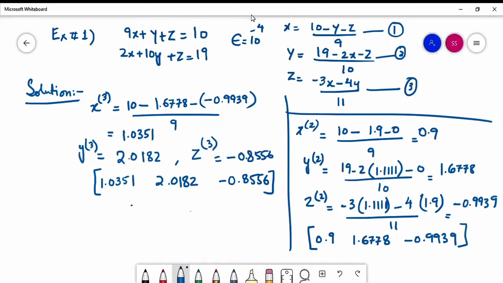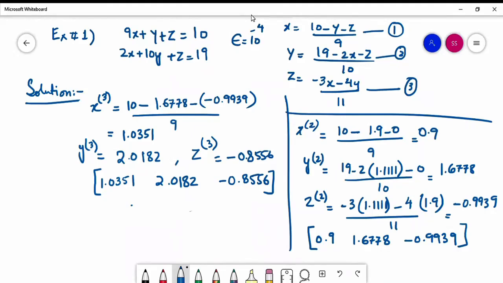So this is Jacobi's method. I guess this complete question will be solved within the 13th iteration. Within 13 iterations you get the solution and the values start to repeat themselves. Okay, so this is Jacobi's method.